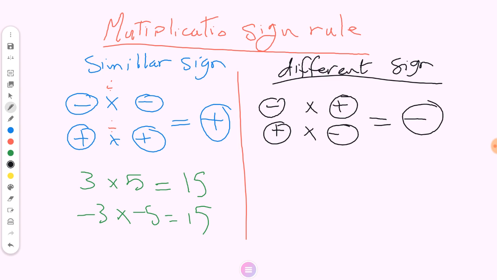So if we have an example like this one, negative 3 multiply 5 equals negative times positive equals negative, so it's negative 15. And the opposite also: if I have 3 multiply negative 5, negative times positive is negative, it's negative 15 too. Okay? This is a small revision about how to use the sign for multiplication, addition, subtraction and division.